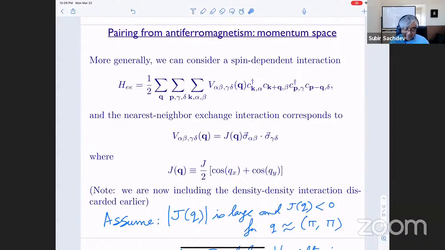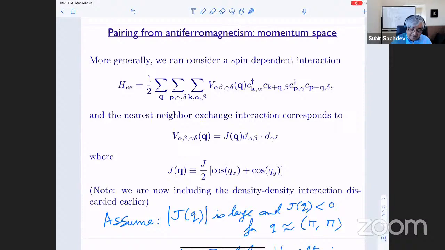Okay. All right, so now we just take this interaction and now we have to worry about, is it attractive? We have to ask, in which channel is it attractive? And what does that imply? So this is the kind of reasoning people go through. So as written, if I just ignore all the indices, it looks repulsive when J of Q is positive, and it looks attractive when J of Q is negative. Okay, so there's a lot of signs to keep track of here, but let's just see how that works.